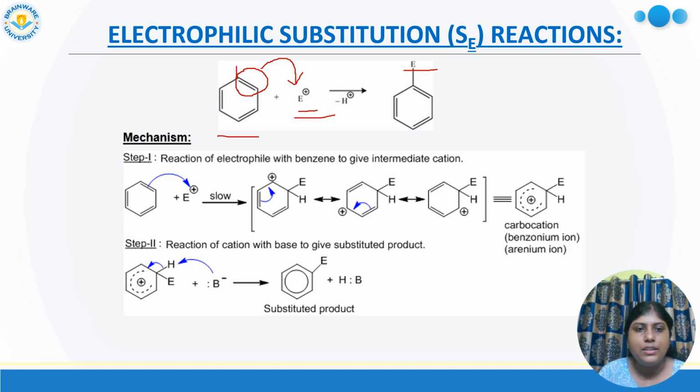And the mechanism: this pi electron will attack this electrophile and form this carbon-E bond, and there will be a positive charge, and this positive charge will move through resonance. So this carbocation is very much stable due to resonance. Then the base will attack this proton and the substituted product will form. So this is our electrophilic substitution reaction.